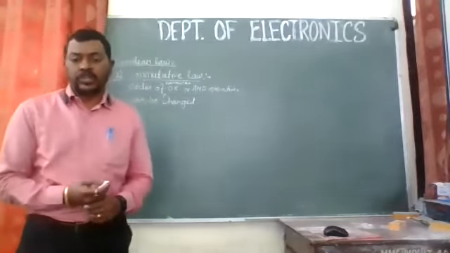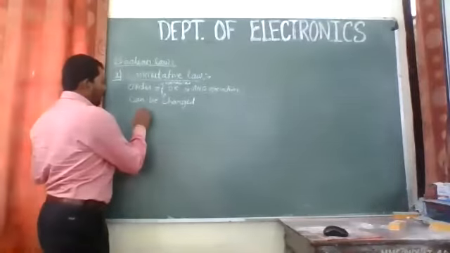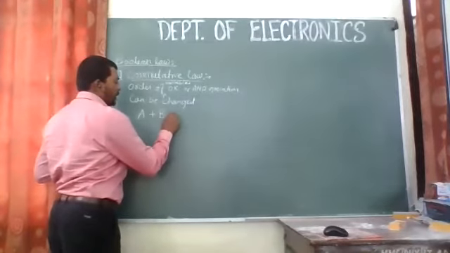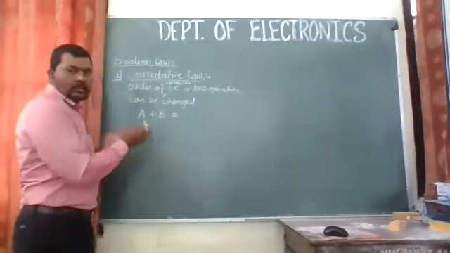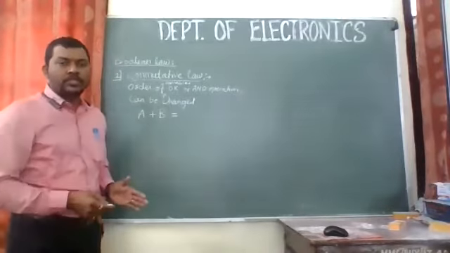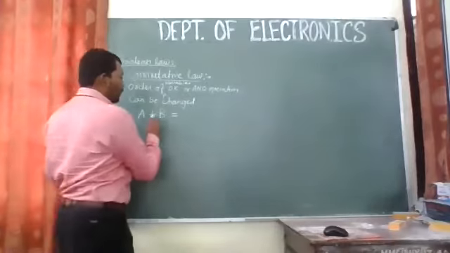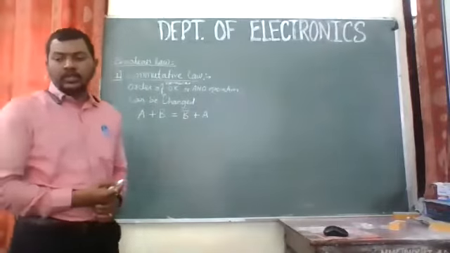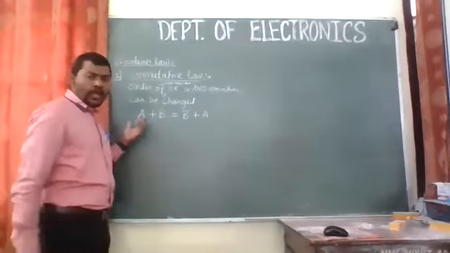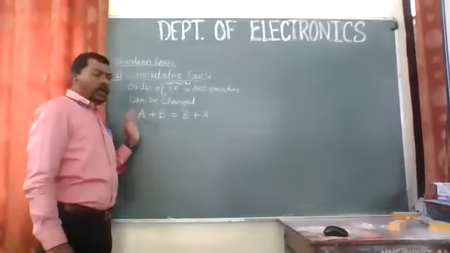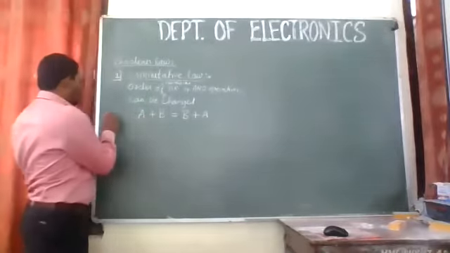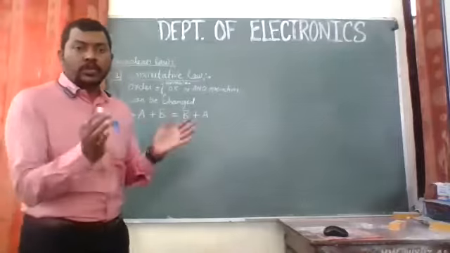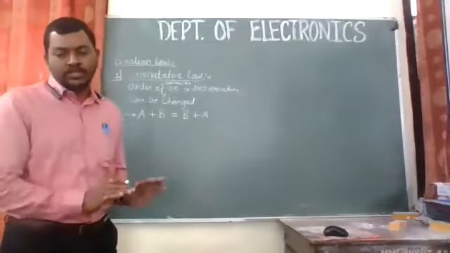Now let us see how this can be changed. For example, we have two variables A and B. For the OR operation, we usually write A plus B. The position of these variables can be changed; that is the commutative law. The variables can be interchanged, so B plus A can be written like this. A and B are two variables, and A plus B is the OR operation, which can be written as B plus A.